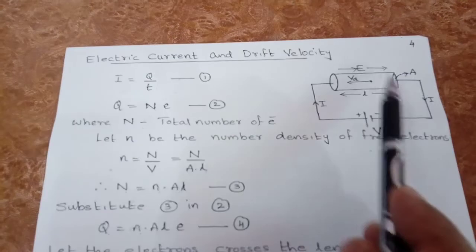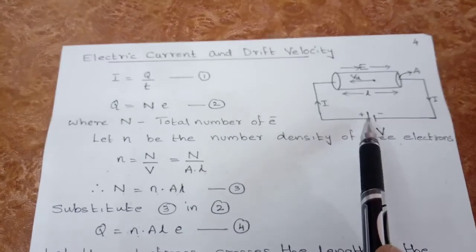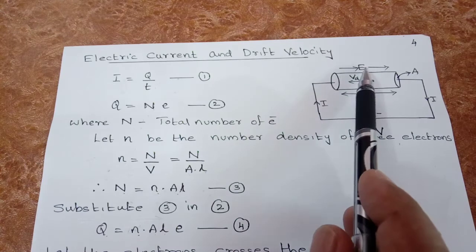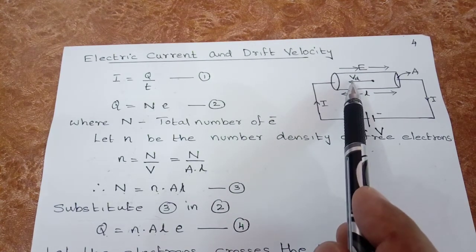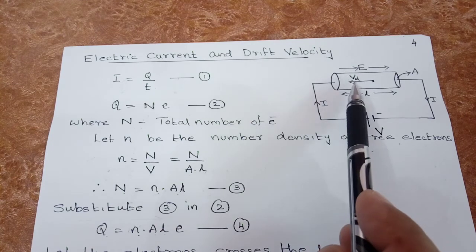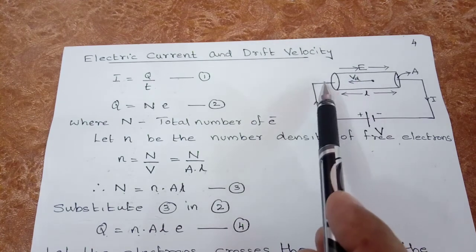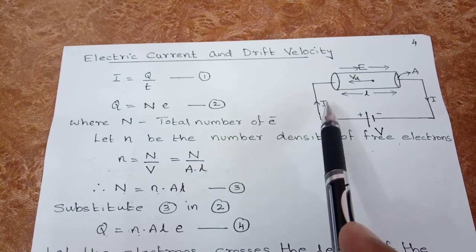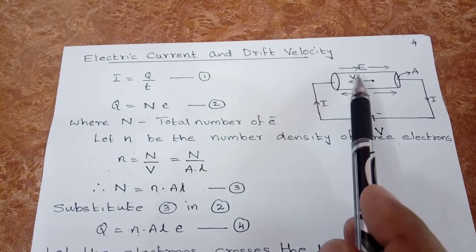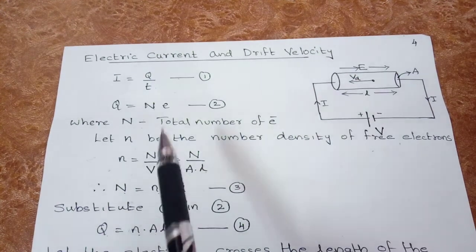So this is the conductor, the ends of the conductor are connected to a voltage source, there exists an electric field. When there is an electric field, electrons drift with a velocity Vd. Since electrons are drifting like this, there exists a current I. So there is a relation between current and drift velocity. That is what we are going to derive.